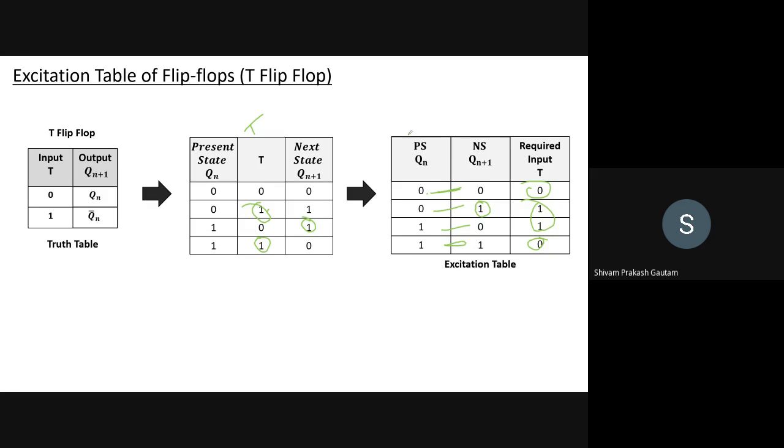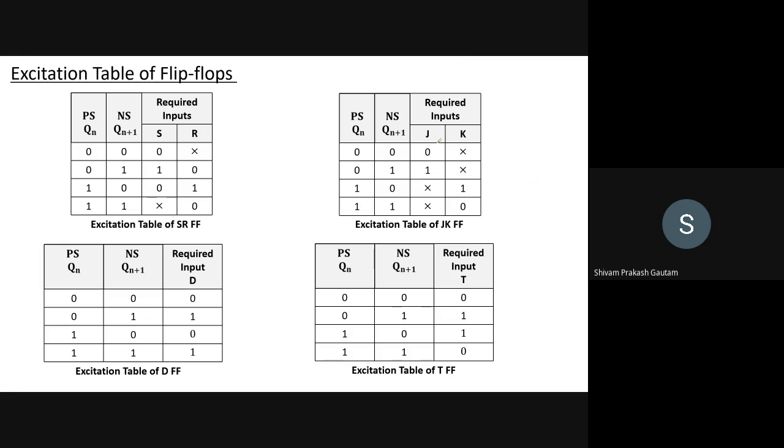So there are only 4 types of flip-flop: SR, JK, T, and D. I think this is very easy. All the excitation tables are shown in this slide for SR flip-flop, JK flip-flop, D flip-flop, and T flip-flop. This will be used to design our synchronous counter.